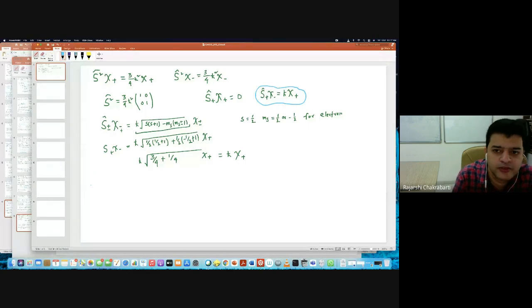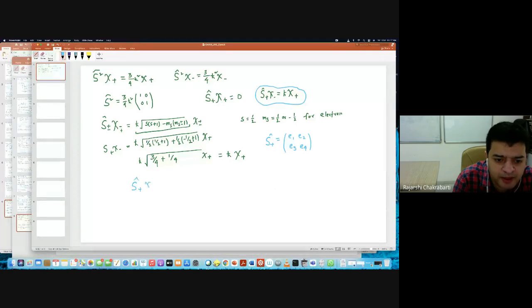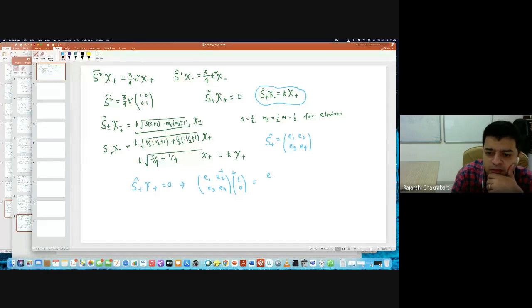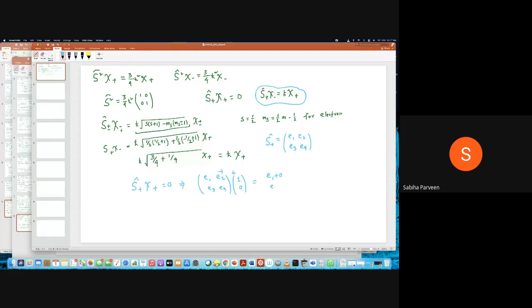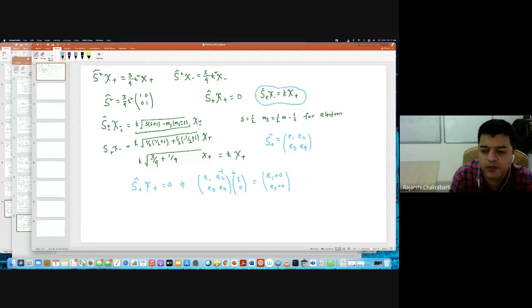So now I make use of this fact. I write S plus with some elements, say E1, E2, E3, E4. So if I operate S plus on chi plus, I get 0, which means what? Chi plus is, remember, 1, 0. This arrow is for matrix multiplication. What should I get? Can anyone tell me? It is E1 plus 0 and E3 plus 0. This is what you should get when you do this, isn't it? But this is equal to 0, 0. This implies E1 is 0, E3 is 0.